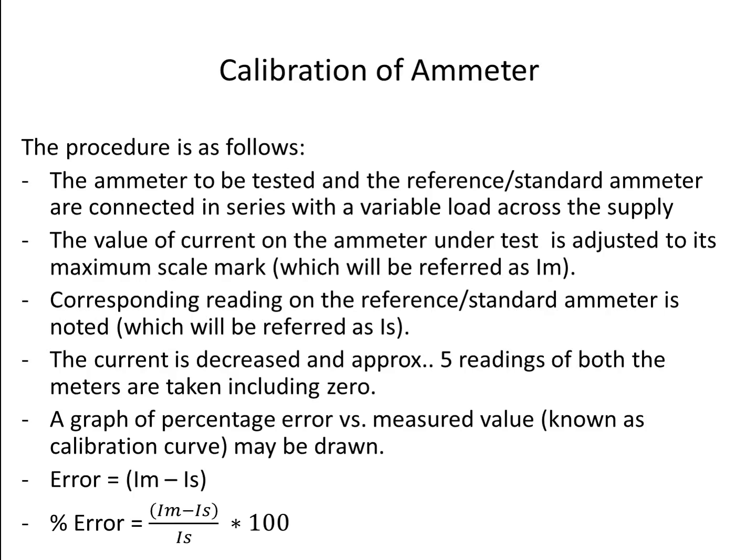So error will be equal to IM minus IS. Percentage error will be equal to IM minus IS whole divided by IS multiplied by 100. So if you want to go further, you can plot a graph of percentage error versus measured value. This graph is known as calibration curve.